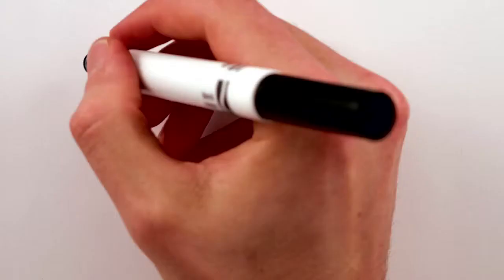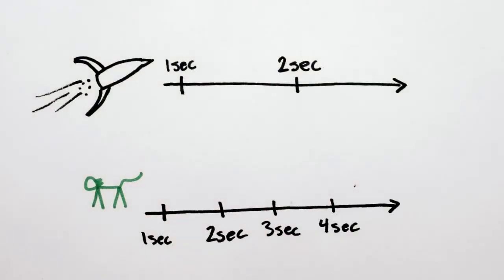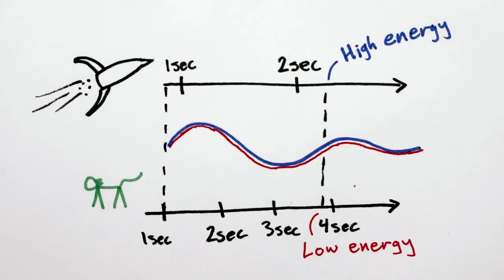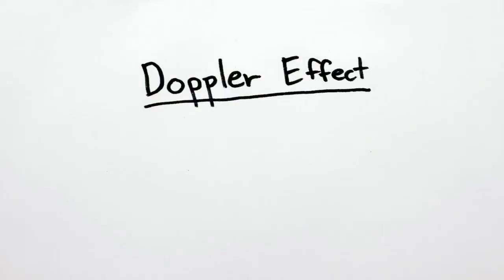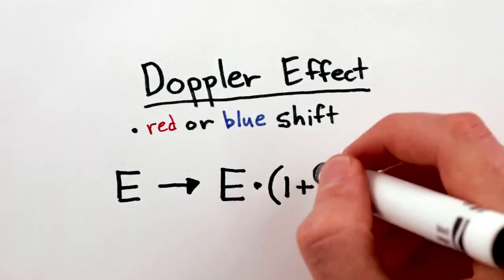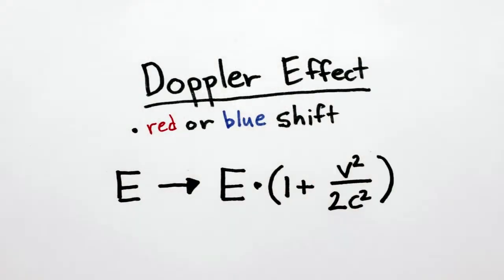Except now that you're moving, special relativity tells us that time passes at different rates for you and the cat, so you'll measure a different value for the frequency, and thus energy, of the light. This is the relativistic Doppler effect, and for our purposes, it amounts to multiplying the energy of the light by 1 plus your velocity squared divided by twice the speed of light squared.